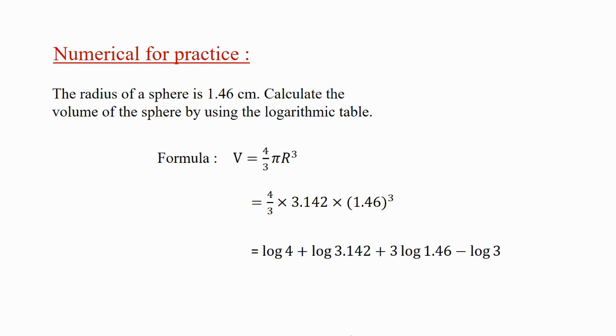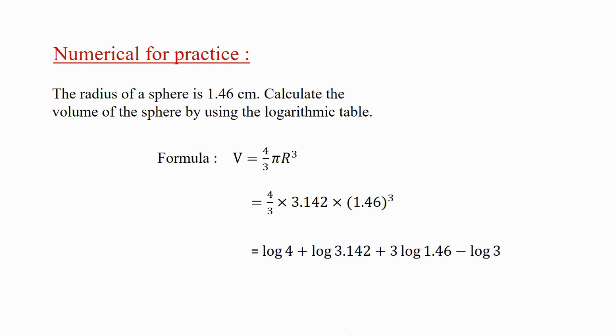Now, one numerical for the practice. The radius of a sphere is 1.46 centimeter. Calculate the volume of the sphere by using logarithmic table. Formula: V is equal to 4 by 3 pi r cube, which is equal to 4 by 3 into 3.142 into 1.46 raised to 3.